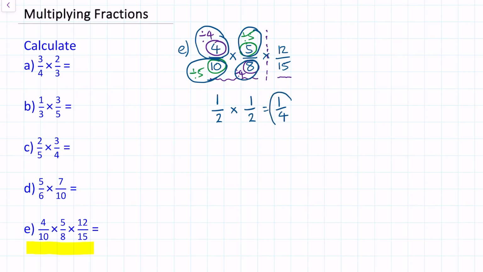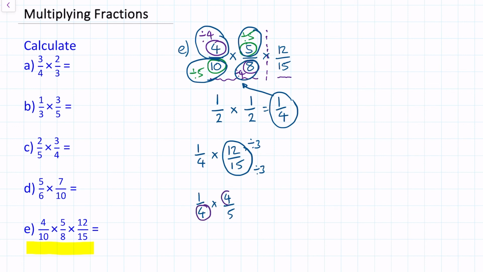So now I can put this 1/4 in place of this. So 1/4 multiplied by 12/15. I can simplify this fraction here, divide both by 3. So we have 1/4 multiplied by 4/5. You can see there's a common factor here. So we'll divide both by 4. So we have 1/1 multiplied by 1/5, which is 1/5.